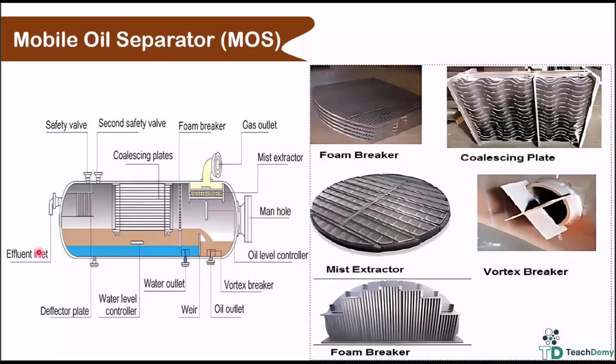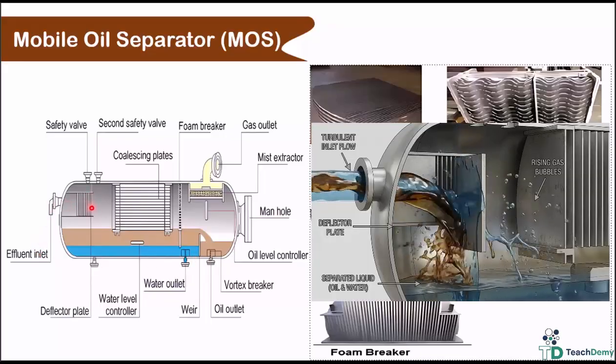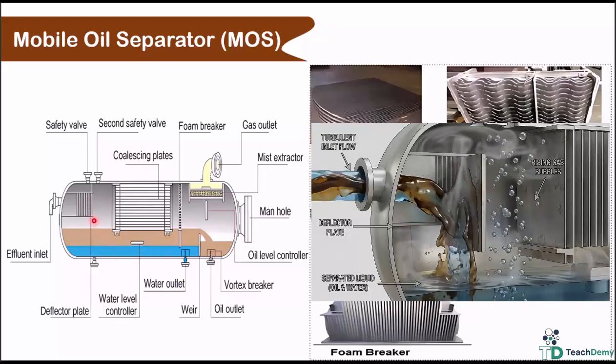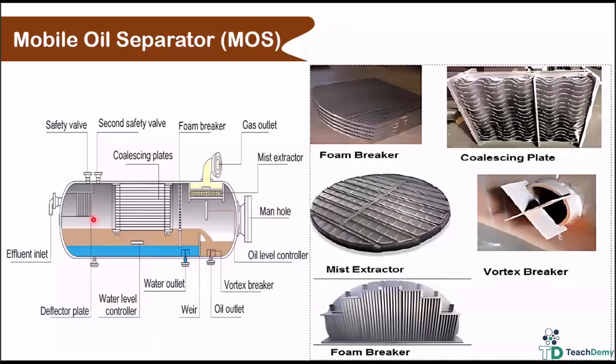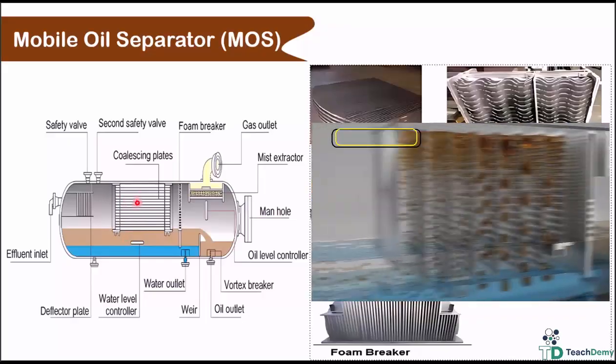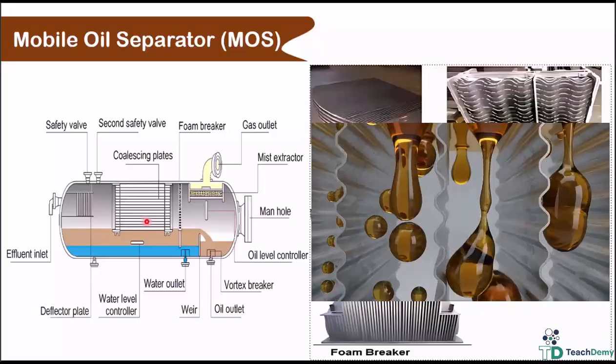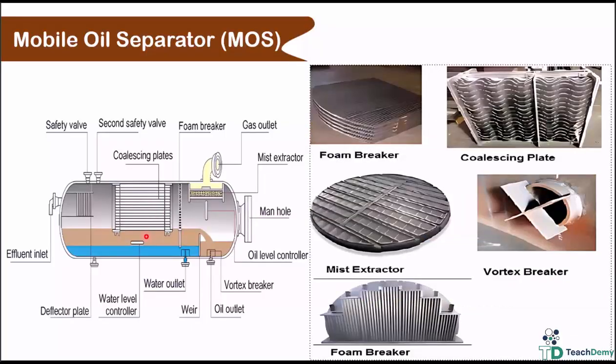Initially, the incoming flow passes through a deflector plate, which reduces its velocity, causing oil to fall downward while gas rises, achieving primary phase separation. Then the flow encounters the coalescing plate, which combines fine oil droplets into large ones, allowing them to settle more easily at the bottom and ensuring efficient separation.